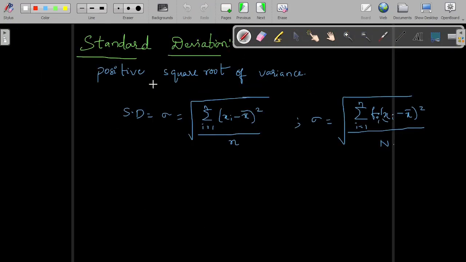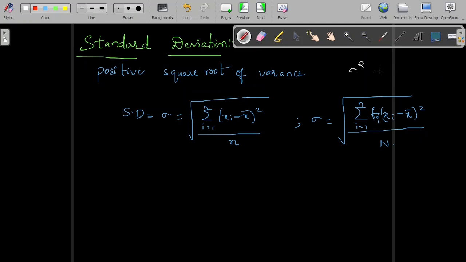Now let us see what the standard deviation is. Standard deviation is a very important measure of dispersion. It gives you the positive square root of variance. Variance is denoted as sigma square and standard deviation is denoted as sigma. Standard deviation is the positive square root of variance.